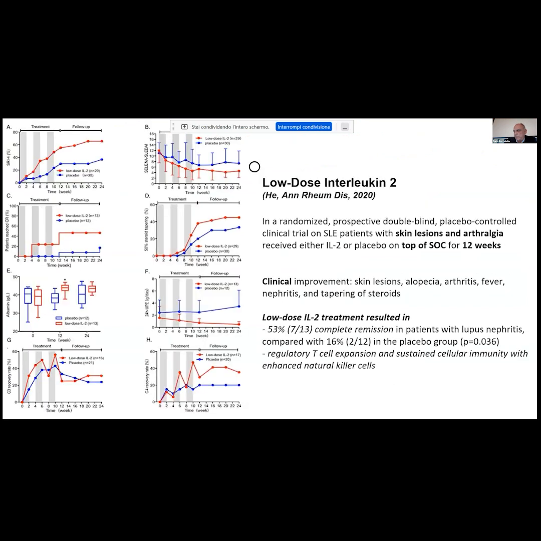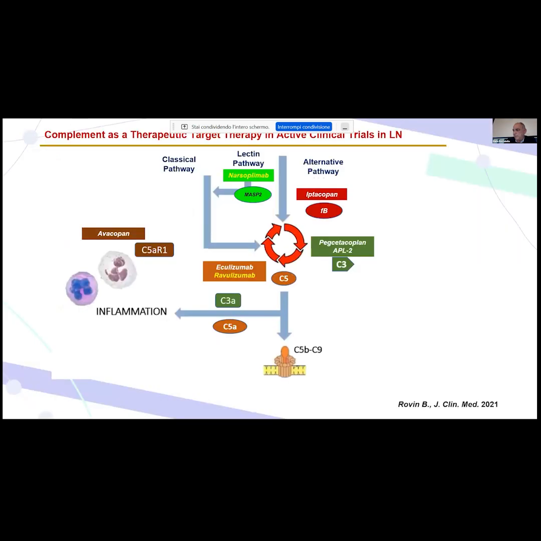Low dose of interleukin-2 resulted in clinical improvement of skin, arthritis, fever, and also lupus nephritis. But these are only preliminary data, as well as for the number of anti-complement drugs that are of putative interest and are still under study, used as on-top added agents, and maybe could be used for severe lupus nephritis, and not only, but for severe systemic lupus in the future.